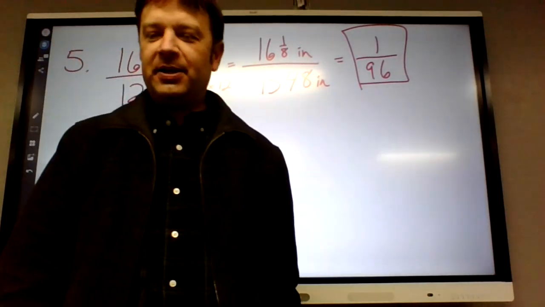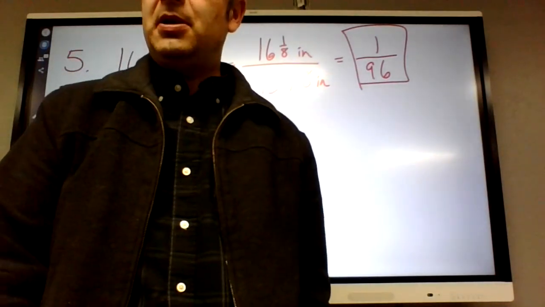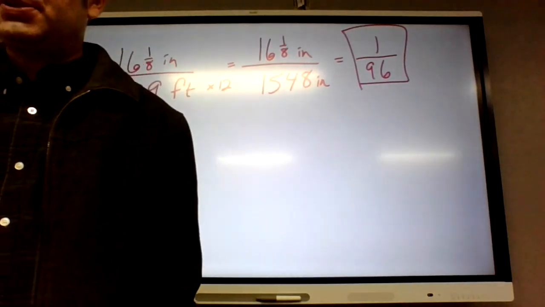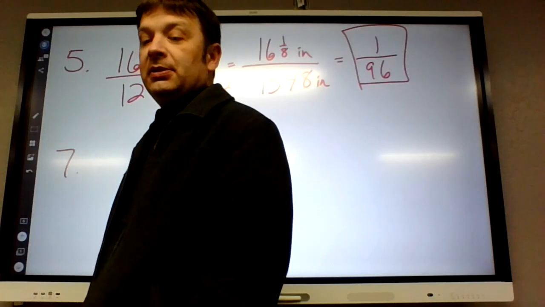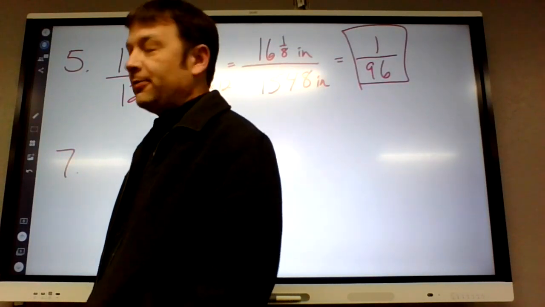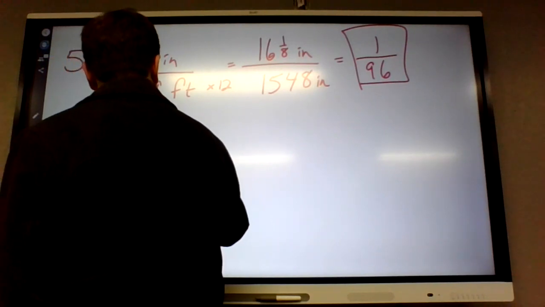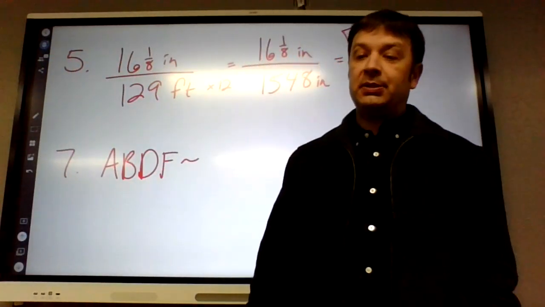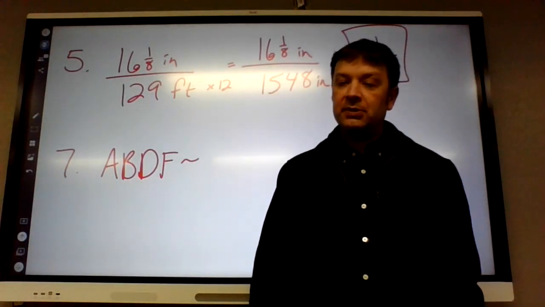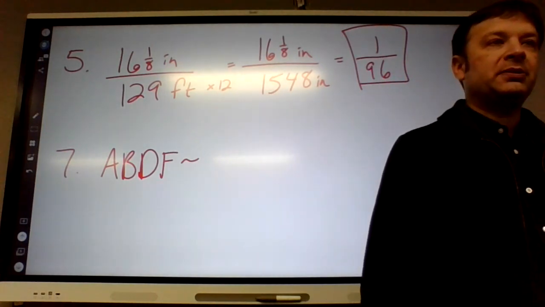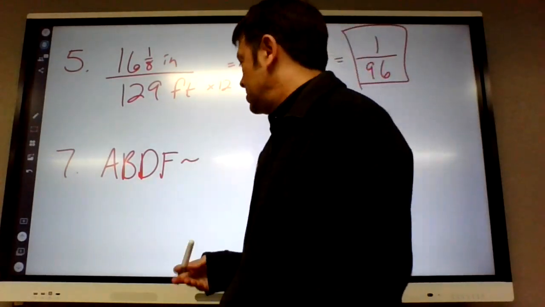Okay, number 7, write a similarity statement for the similar quadrilaterals. Then write an extended proportion relating the lengths of their sides. So, a similarity statement. If I said it looks like kites, like kite ABDF, ABDF is similar to what? GCDE. Yes.